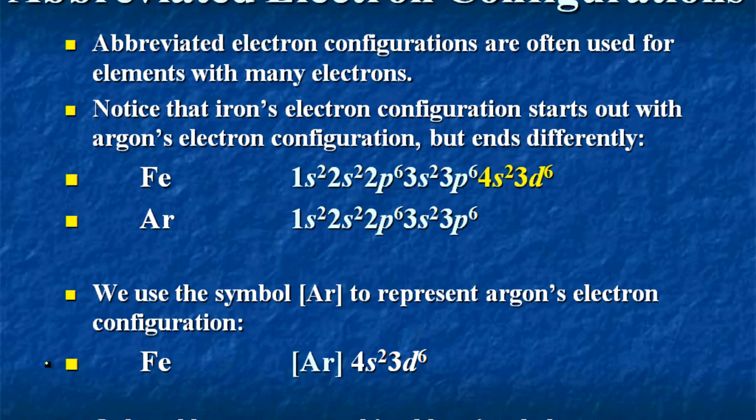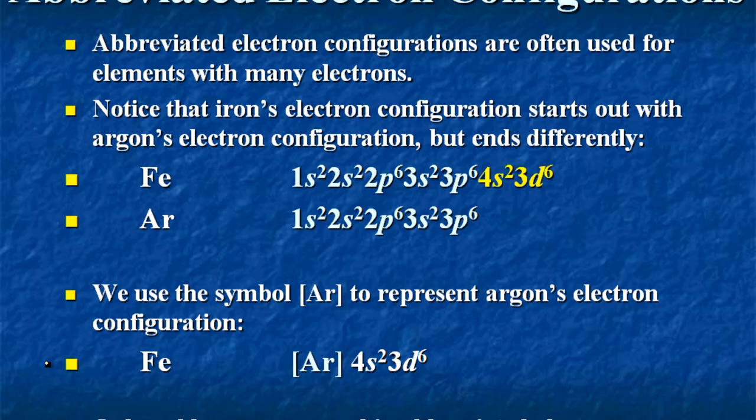So look at the electronic configuration of iron, Fe, and argon. Up to 3p6, they are exactly the same, right? Argon is 18, iron is 26. So up to those 18 electrons, they are exactly the same. But since iron has 26, after 18 we move to 4s2 and 3d6 to reach iron. So we can use the symbol of argon in square brackets to represent argon's electronic configuration. So for iron, instead of writing all that up to argon, which is exactly the same, we put argon in place, and whatever is after that we write: 4s2 3d6.